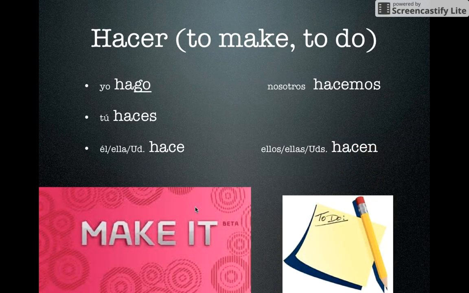So the first verb that we have is to make or to do. Write your chart, the 6-plan format. Today we're going to skip vosotros. So let's start off with your first person singular. Yo hago. If you notice, the ending is go.